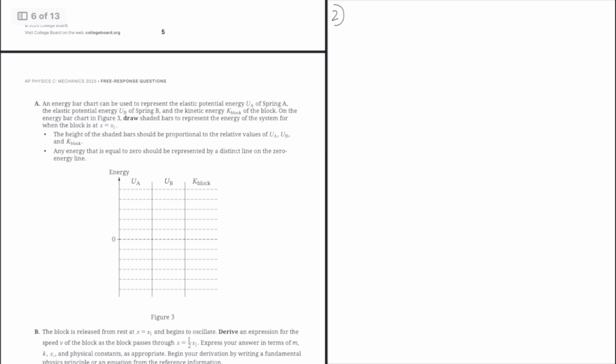An energy bar chart can be used to represent the elastic potential energy UA of spring A, the elastic potential energy UB of spring B, and the kinetic energy K of the block. On the energy bar chart, draw shaded bars to represent the energy of the system for when the block is at x equals x1. Any energy equal to 0 should be represented by a distinct line on the 0 energy line. The height of the shaded bars should be proportional to the relative values of each of the energies.